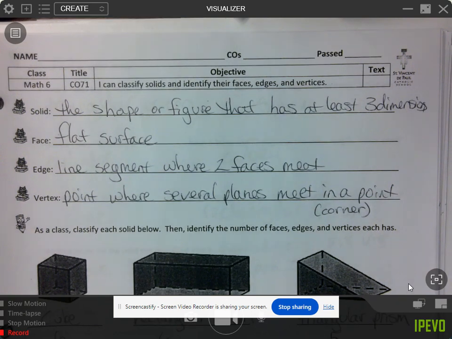Good morning. Today we are correcting CO71. It is our last objective of this unit, which means we will have a practice test tomorrow, real test on Friday. So now that we're done with the math testing we had yesterday, now we're getting back on track with our regular math that we have.